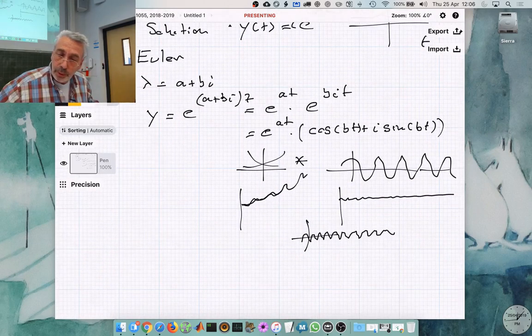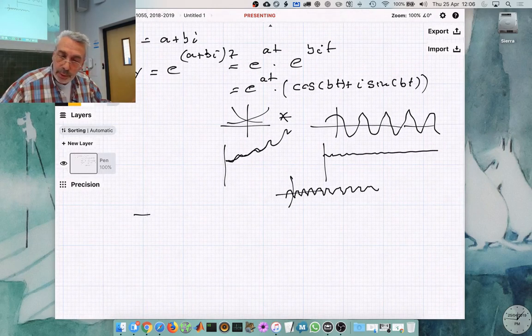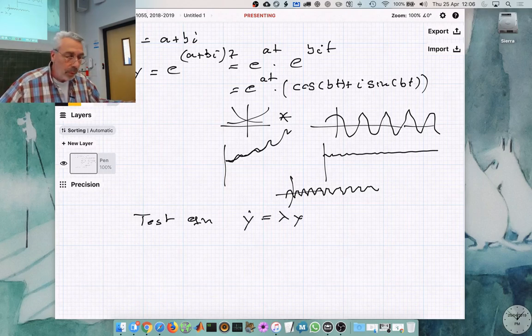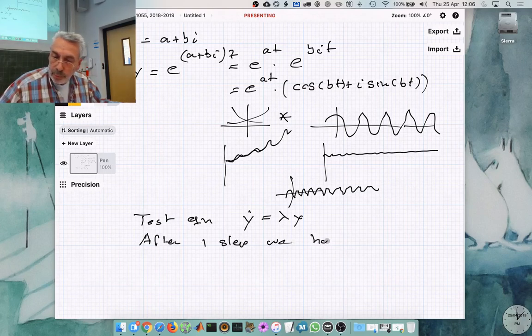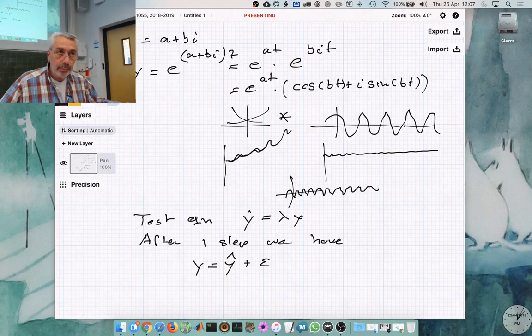Okay, so back to the test equation, and the test equation was y dot is lambda y. And what do we want to test? Well, after one step, we have that the approximate solution is the true solution plus the error, right? So this is true, this is approximate, and this is the error.